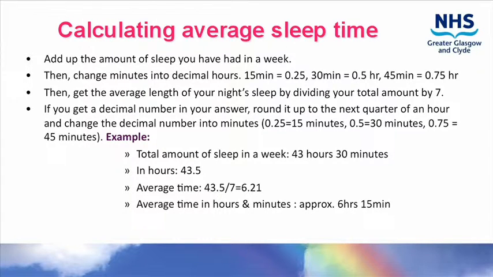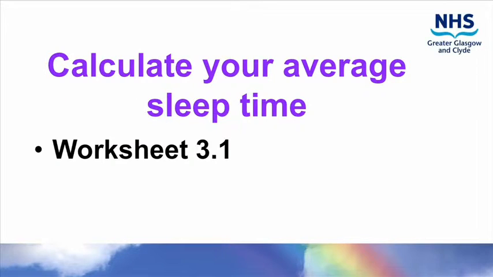Once you have completed all the boxes, you can calculate the average amount of sleep you get per night. In order to do this, you need to first add up all the sleep you've had in a week and then divide it by 7. You might want to stop the video at this point and look at worksheet 3.1, which you can find on our website. Worksheet 3.1 explains step by step how to calculate your average time asleep per night.